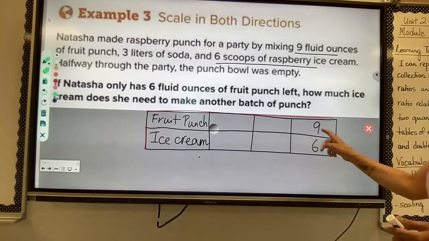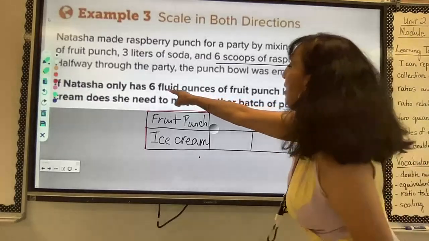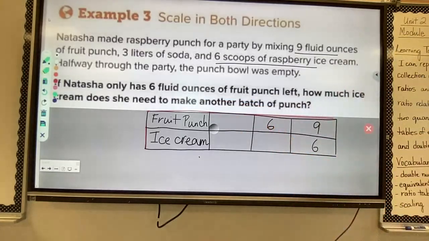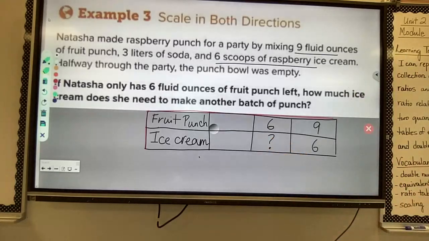So because we are trying to find what? We are trying to find over here that she only had how much left? 6. So I'm going to write that here. Okay? And it's asking how much of ice cream should I have? That's basically what the question is. Okay? So since there's no whole number by which you can multiply 6 to obtain a product of 9, what I'm going to do is I'm going to scale backwards to find an equivalent ratio.